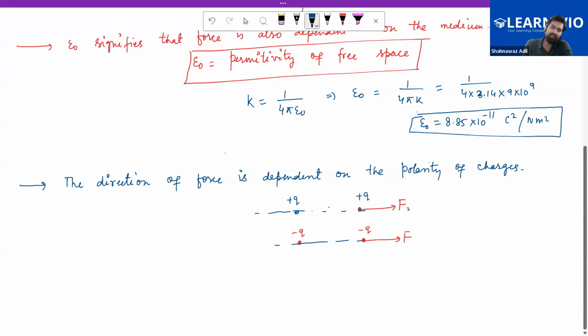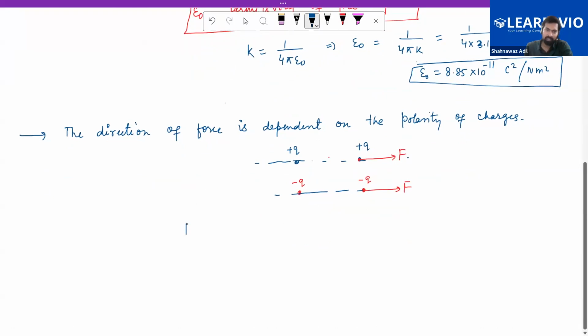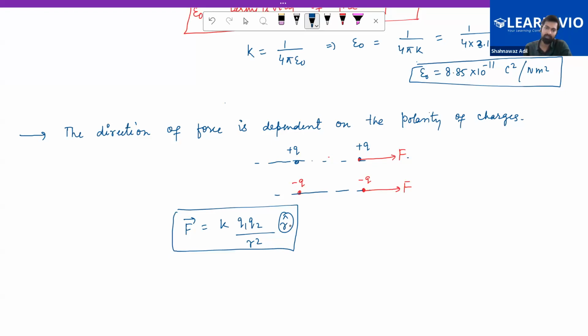So if I write it in vectorial form, the magnitude of the force would be K Q1 Q2 divided by R square, and R hat. So this R hat represents the direction, right? And you guys already know that this is a unit vector, right? This only represents the direction. And what is the magnitude of this R hat?